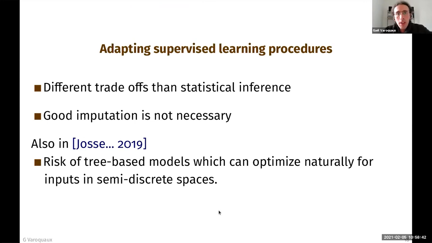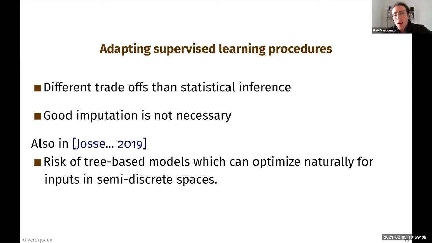Okay, so we can adapt supervised learning procedures. This will lead us to different trade-offs than classical statistical inference, and this is something that to me is quite important and I'd like to stress. We have different goals, we have different tools, and hence we're not tied by the classical good practice. Good imputation is not necessary, as I've shown you.